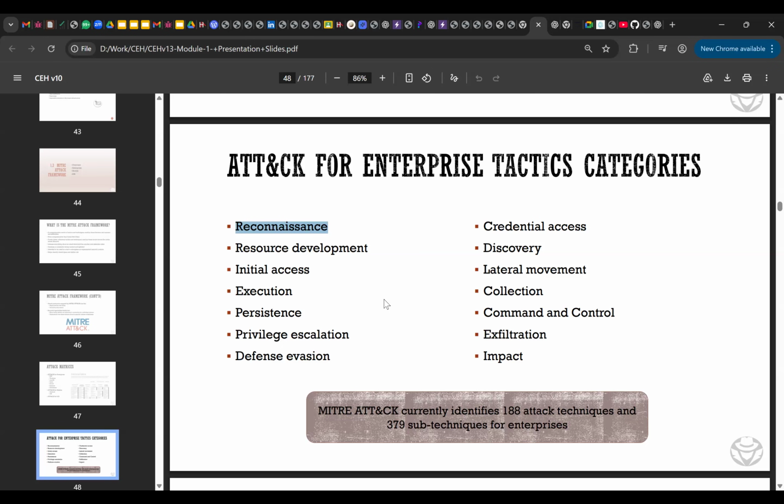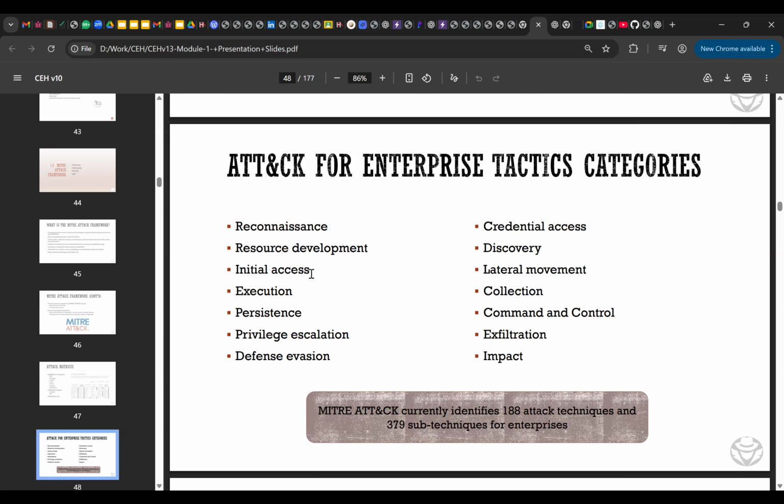So we got our target. Now we want to gather some information: what our target does, what website our target is, what is the IP address, what server it is using. So that is reconnaissance. Resource development, we have already known, is once we did the reconnaissance, we develop the payload that we want to deliver to the target to make the attack successful. So that is resource development.